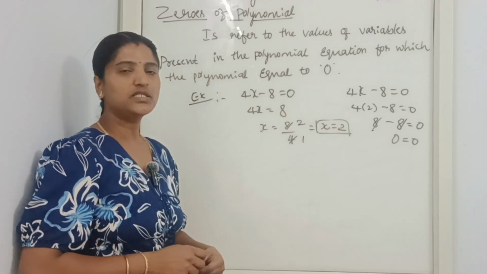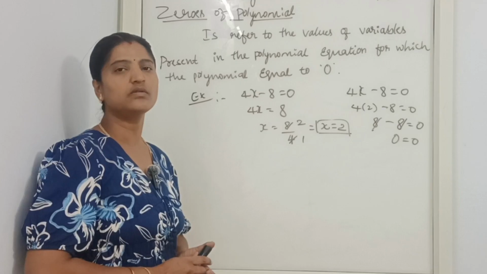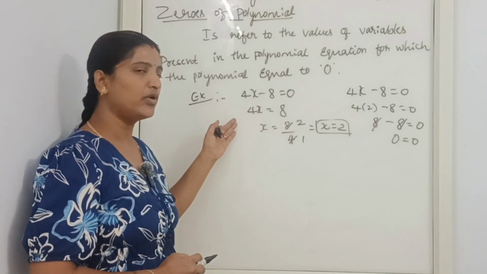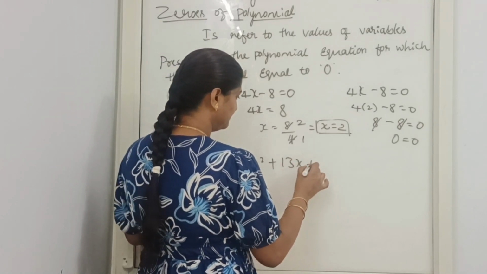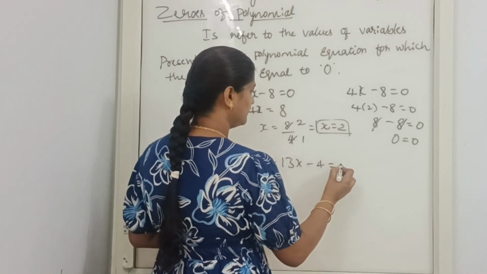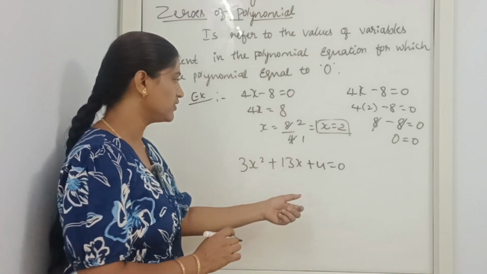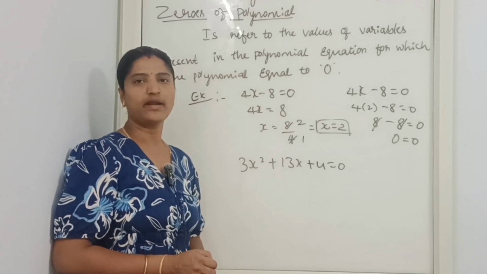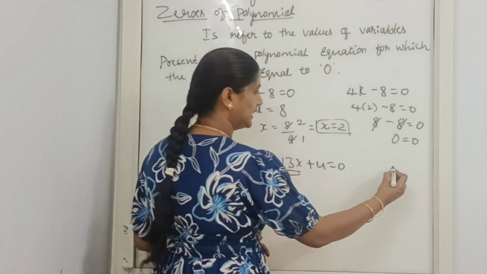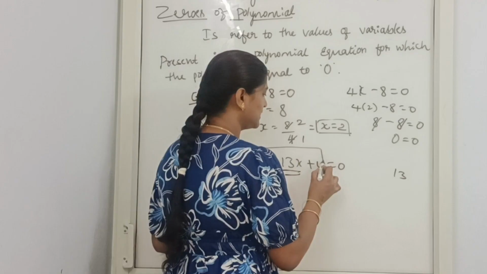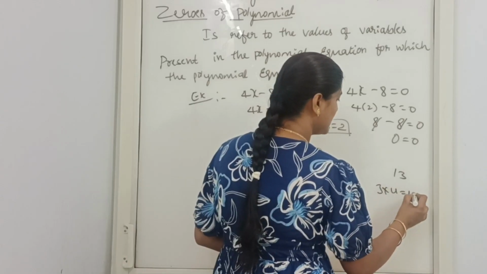So like this, the zero of a polynomial is nothing but the value of the variable for which the given polynomial equation is equal to 0. For example, this is a linear polynomial. Let us take a quadratic. For example, the quadratic equation 3x square plus 13x plus 4 is equal to 0, and you know how to solve the quadratic equation. It is by splitting the middle term. The middle term is 13. We need to multiply the first term and the last term: 3 into 4, 3 fours are 12.